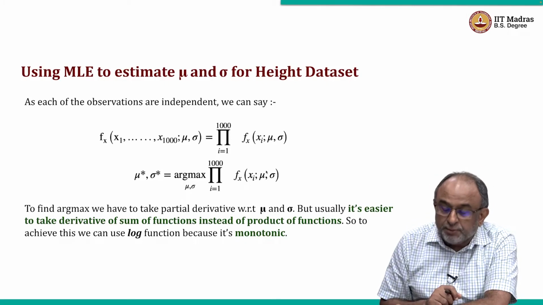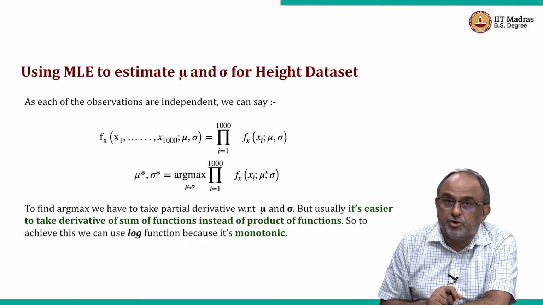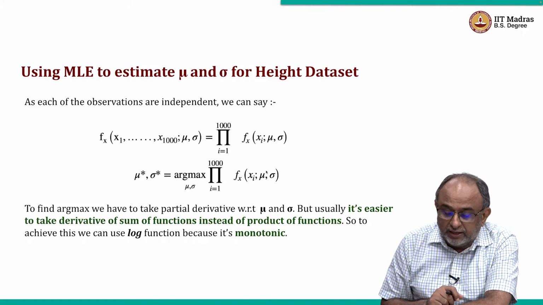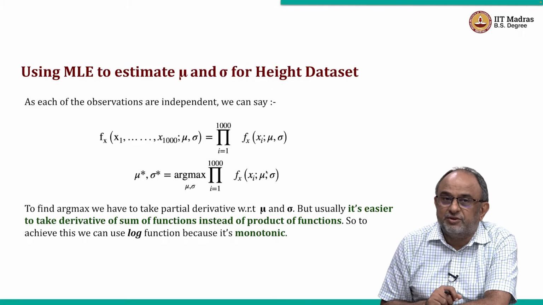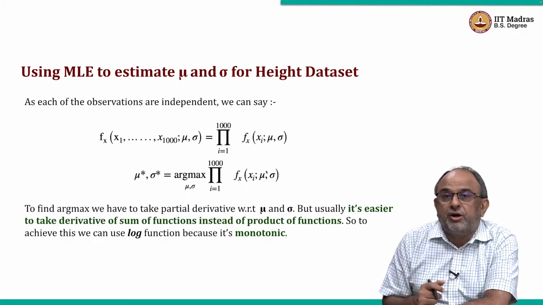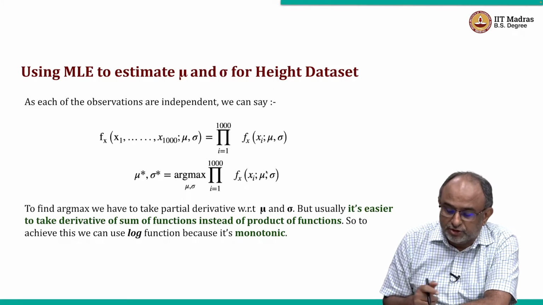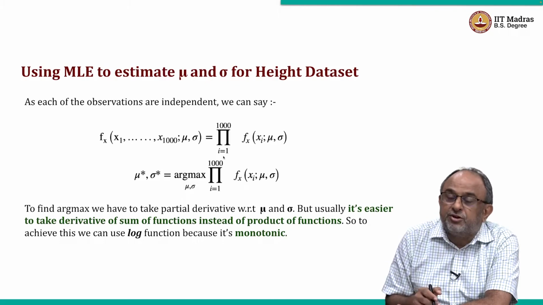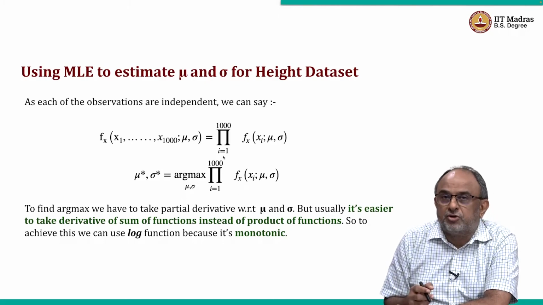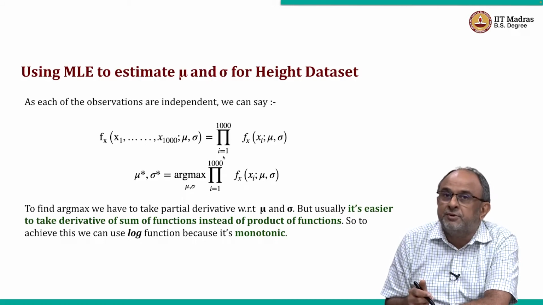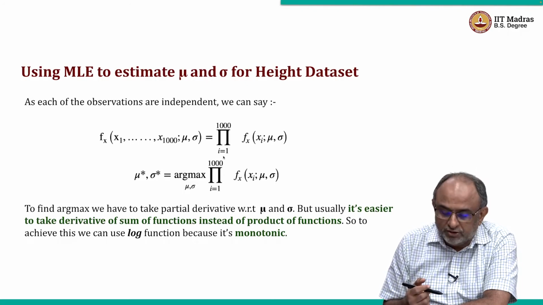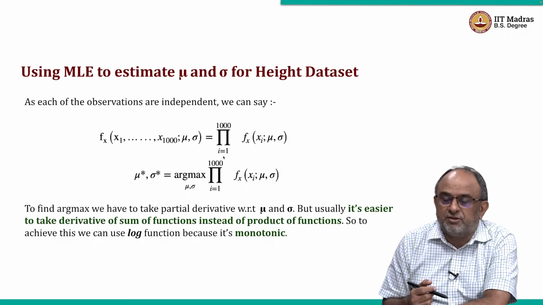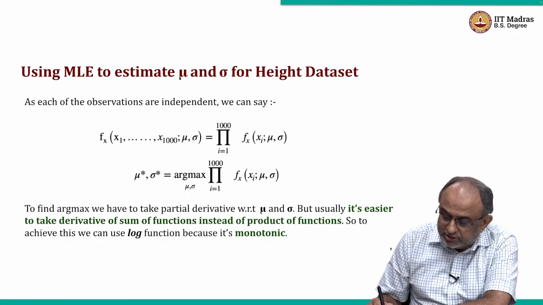But it is often much easier when we talk about summations, because I can try to do derivatives, and the derivative is a linear operation. So we apply a log on this, and log is a monotonic function. So if something is maximizing this product, the log of that will also be maximized at the same place. Log will not change where the maxima occurs, because it is monotonic.